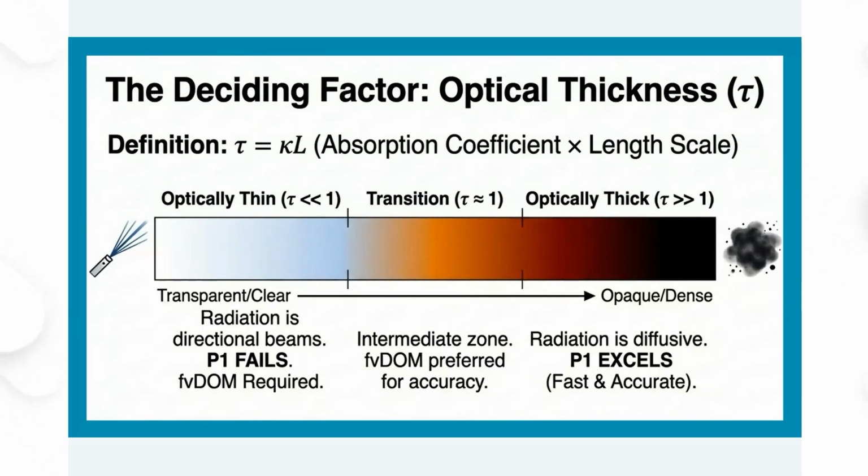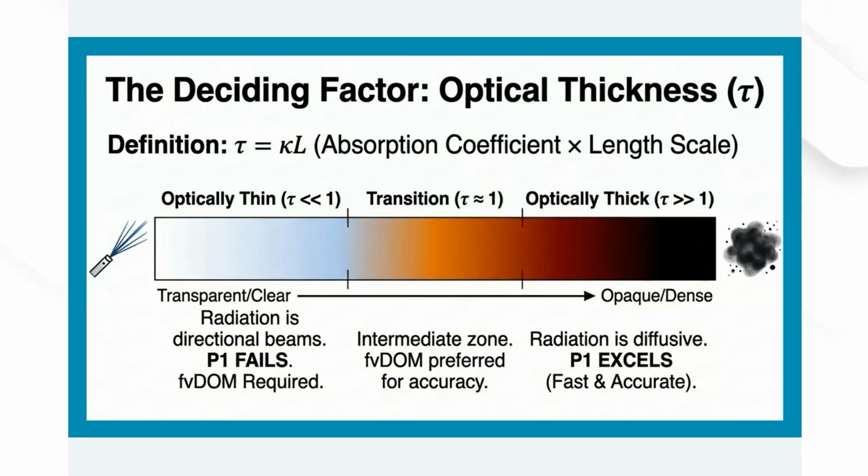But the optically thick regime represents opaque, dense media like inside a massive coal furnace or a room filled with smoke, etc. Here, photons cannot travel more than 1 millimeter before hitting a particle. So radiation is going to scatter very quickly and much more frequently, so that it effectively becomes diffusive. This is where the P1 model will work really well. It is fast, it is accurate, it will do the job.